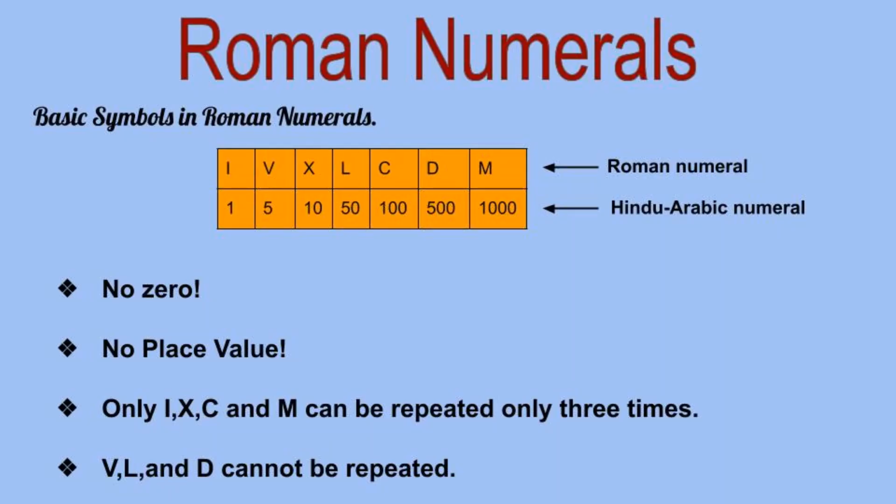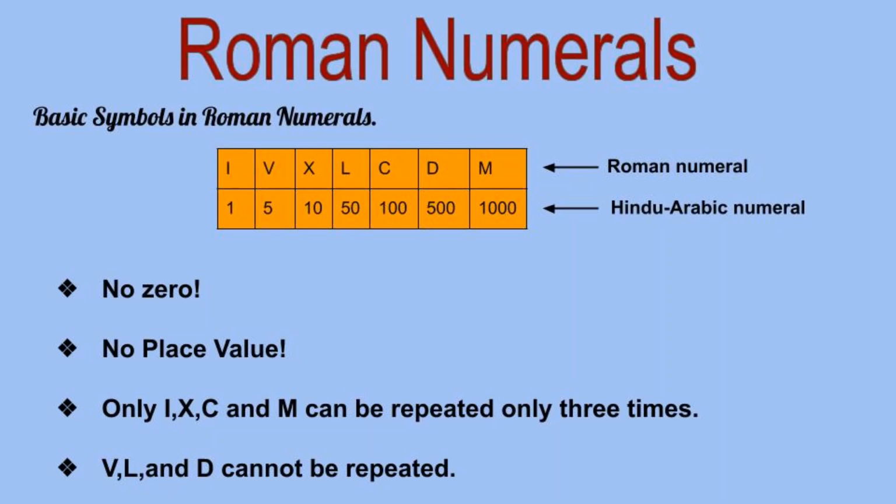Roman numerals. This is our last topic in chapter 1, more on large numbers. In Roman numerals, there are 7 basic symbols that are used to represent numbers. For number 1, it is represented as I. For 5, it is V. For 10, it is X. For 50, it is L. For 100, it is C. For 500, it is D. For 1000, it is M.